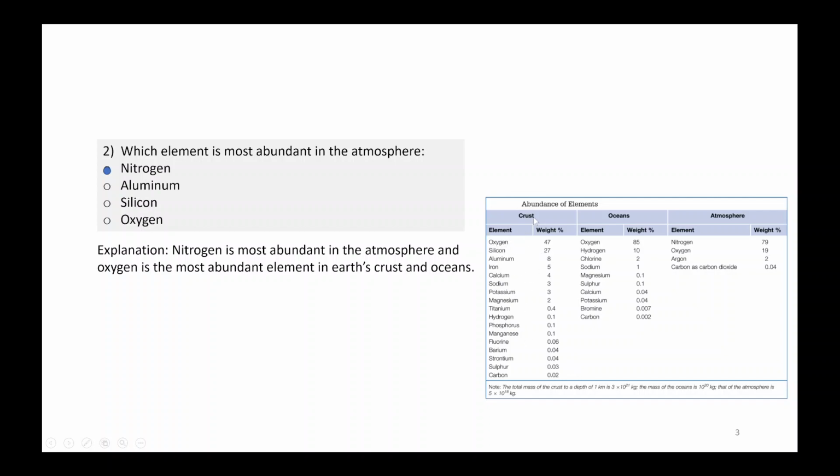From here we can see that in the crust we have oxygen, silicon, aluminium, and iron in abundance. In oceans we know that water is there, so hydrogen and oxygen will surely be there, and chlorine and sodium will be in NaCl form. In the atmosphere we have nitrogen, oxygen is around 19%, argon is 2%, and carbon dioxide is 0.004%.